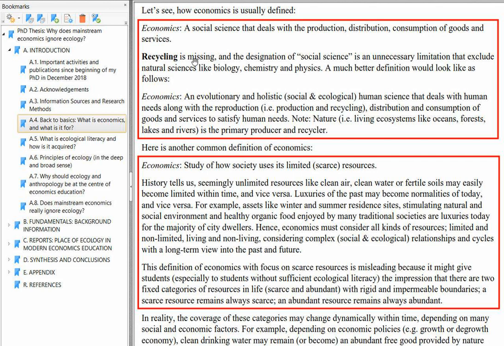Nature is not a passive raw material resource or a passive dumping ground for waste.